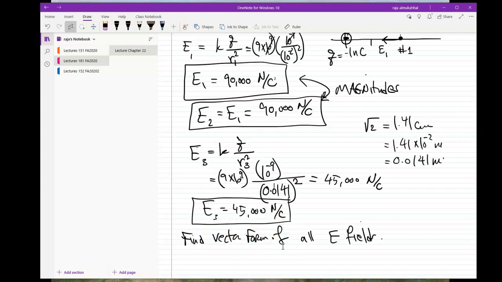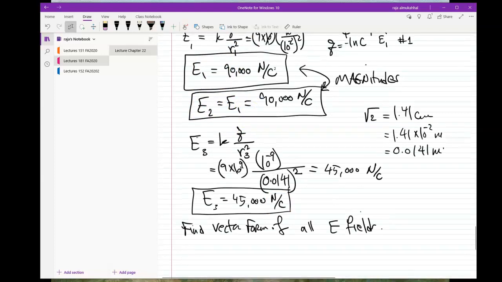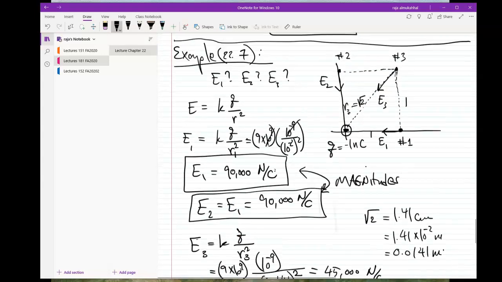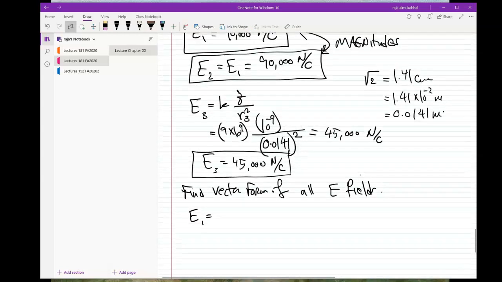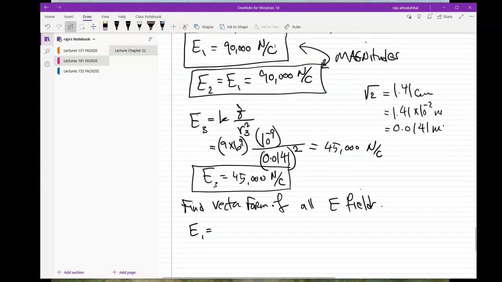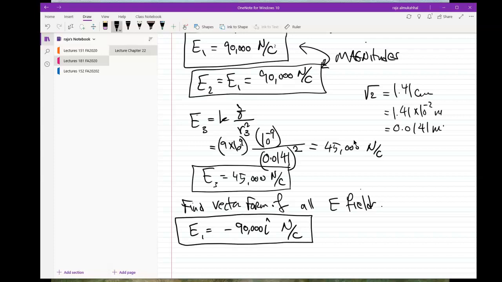So now E1 and E2, as you can see, are probably easy to do. I can do it directly right now. So I can just say, well, E1, as you can see from the picture right there, I hope you're looking at it from your book, E1 is basically in the negative x direction. So that's negative i, right? So basically the form of that is going to be negative 90,000 i Newton per Coulomb. That's it. There it is. That's the vector in its full glory. That's the vector E1, with the vector form right here. Sorry. There we go.